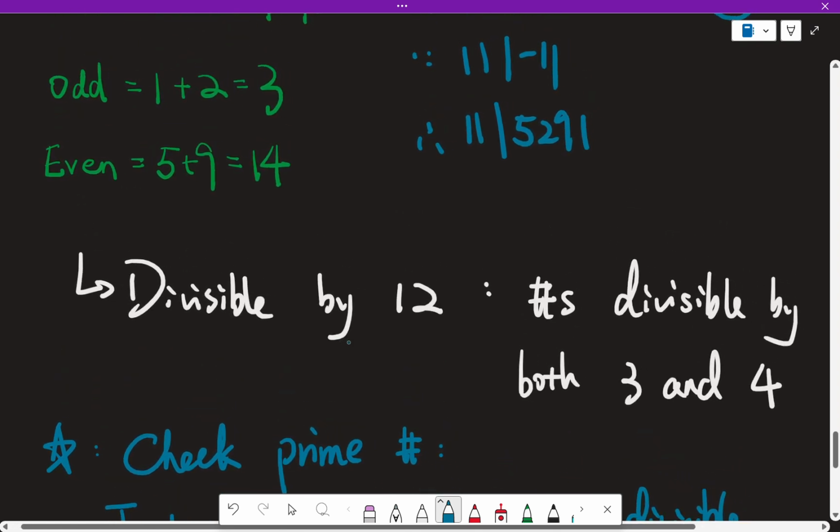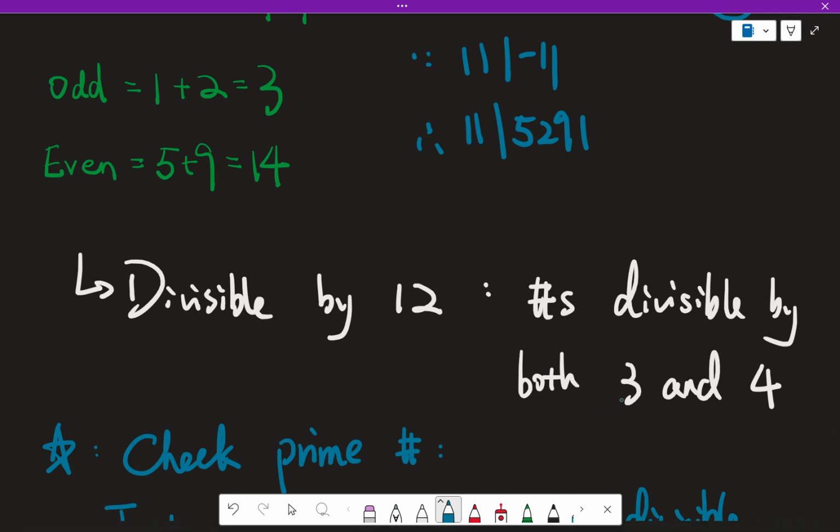Next, divisible by 12 is just any number that is divisible by both 3 and 4. So we recap. For 3, it's the sum of digits being divisible by 3. And for 4, it's the last 2 digits. If they are divisible by 4, then the number is divisible by 4.